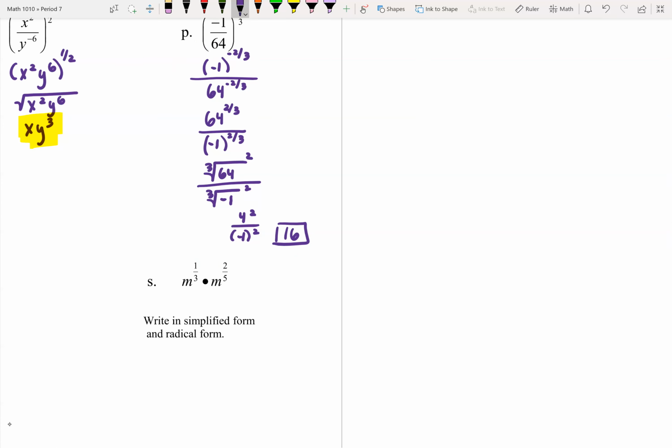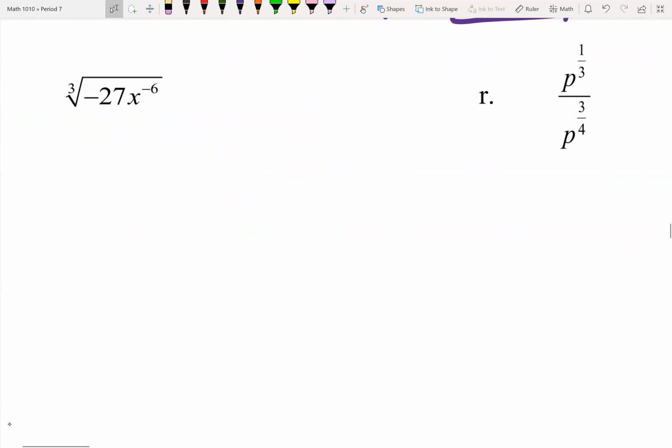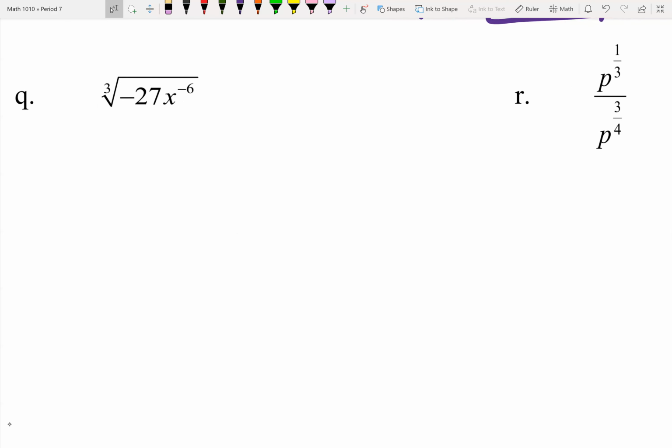Okay. If I think that these problems will be on the midterm, do you think they'll be on your quiz? Yes. Yeah. And when's your quiz? Next time. Okay. Here we go with question Q.